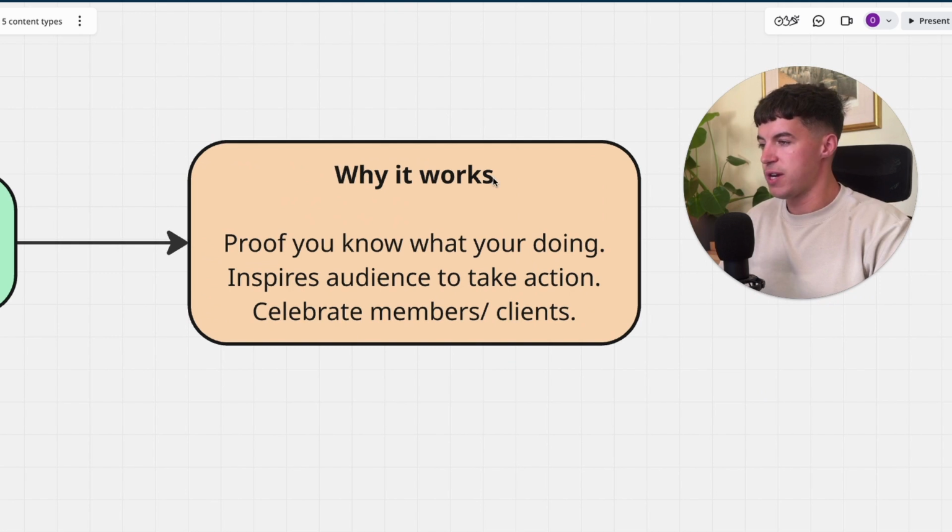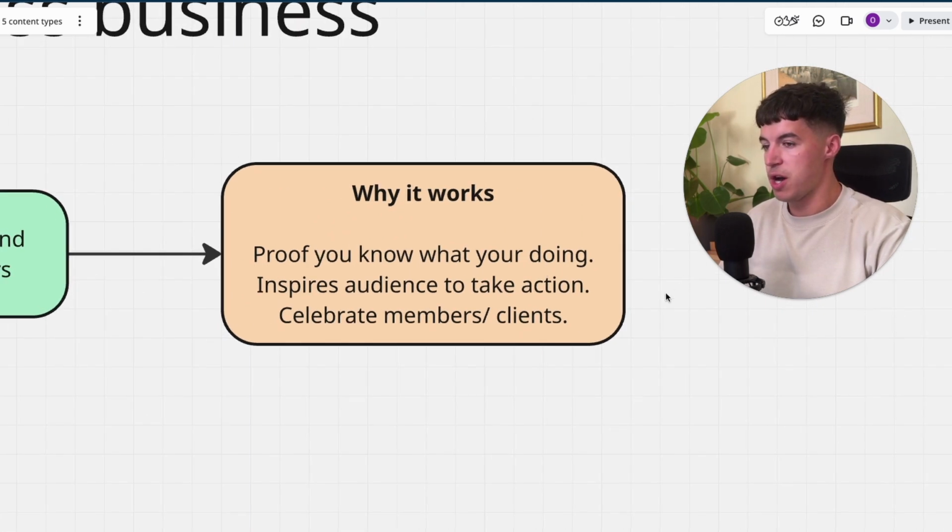Okay, so why does this actually work? Well, there's 3 main things why client transformations work, and it's a very compelling content type. So firstly, it is proof that you know what you're doing. So proof and evidence that you can get the job done, that you can help people drop body fat, build muscle, recomp their body, whatever it is that you're trying to help people do. This is proof to them that you can get the job done. It's going to make people trust you more, and that's going to be more ideal.